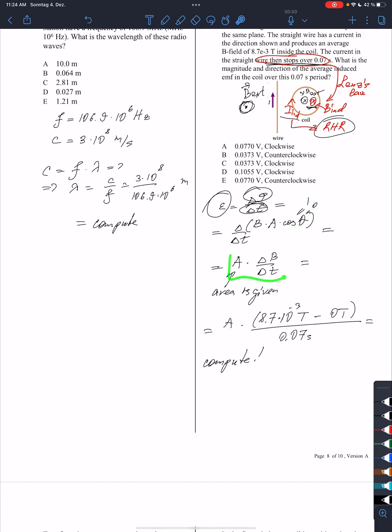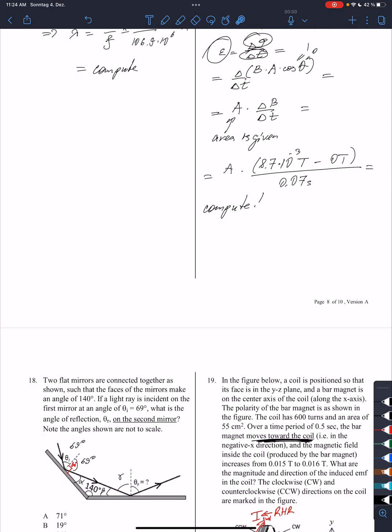Okay, substitute over here what we know. The area is given, the magnetic field changes. How does it change? Well, it changes from 8.7 times 10 to the negative 3 Tesla to 0. Why does it change to 0? Because the current which was generating this magnetic field goes to 0, right? It stops. It means the magnetic field will also go to 0. It stops over this period of time. This period of time is given. Substitute, compute, get the final result. Check with the key.